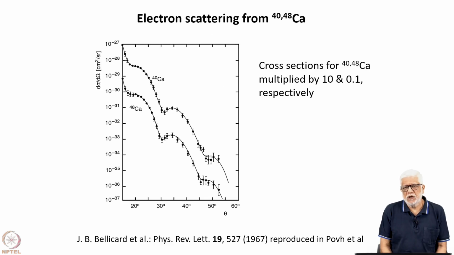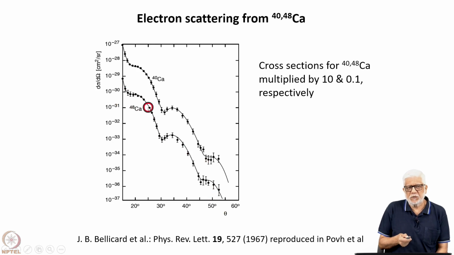Okay, so just to show you a representative example of an electron scattering experiment. This is from a paper in 1967, rather old, but it illustrates that when you do electron scattering on a nucleus such as 40 calcium or 48 calcium, you get a differential cross section d sigma by d omega, which comes down with theta. Now, theta can be translated into the momentum transfer. So, the higher the momentum transfer, the smaller the cross section.